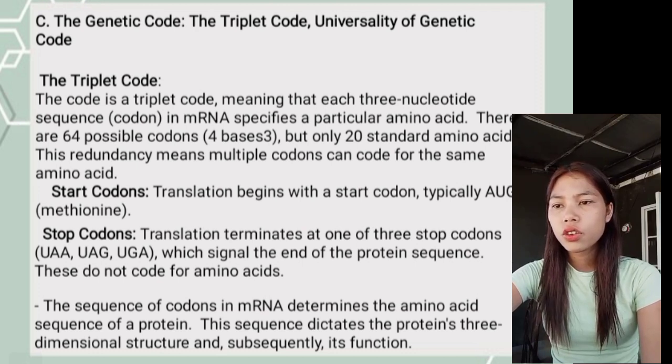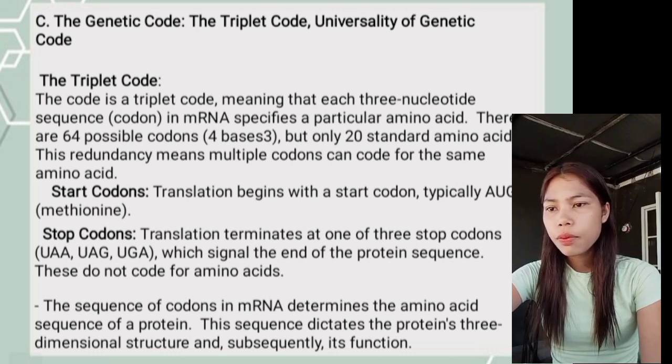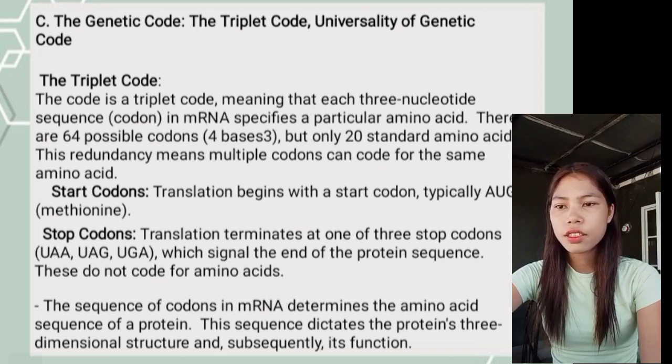The genetic code dictates how the sequences of nucleotides in DNA are translated into the sequences of amino acids that make up proteins. The process is crucial for life because proteins perform a vast array of functions within cells and organisms. Number 1. The template code.